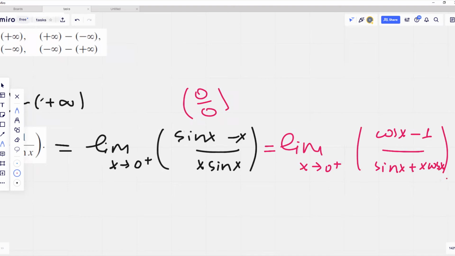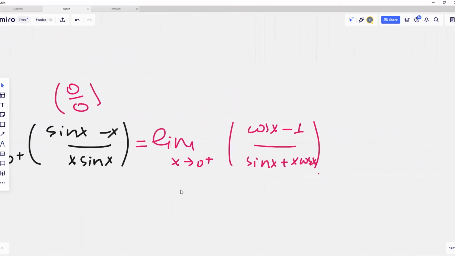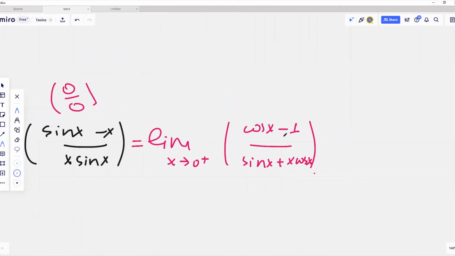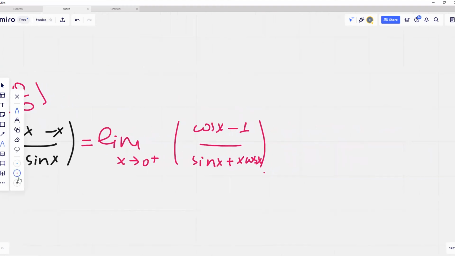Okay, now when x is approaching 0, we have 0 in the numerator. When x is approaching 0, we have 0 here plus 0. So we again end up with an indeterminate form of type 0 over 0. So we can use L'Hopital's rule here one more time.